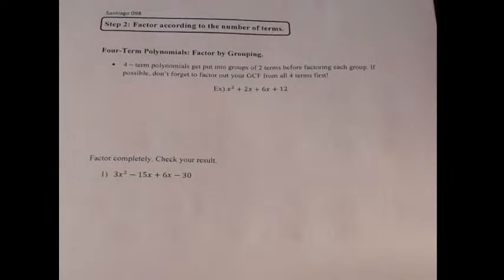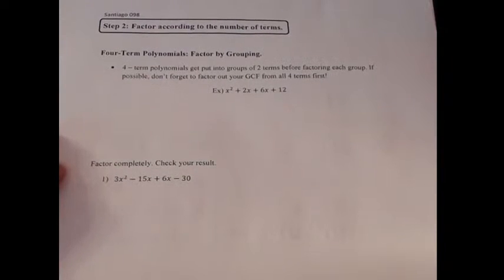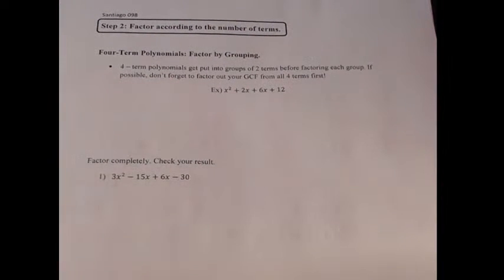Okay, so let's take a look at step 2, which is factor according to the number of terms. We're going to start off by looking at what happens when we're trying to factor 4-term polynomials. So notice here that it says factor by grouping. When we see 4-term polynomials, we're going to think of grouping them into groups of 2, right? So if you have 4 people, you say these 2 and these 2, and you have your 2 separate groups. That's kind of how we want to move through.